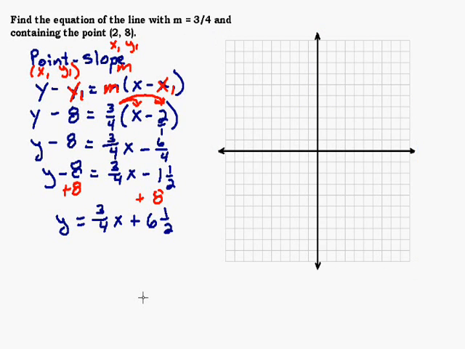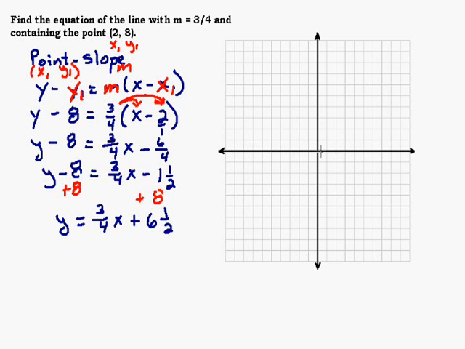Alright, let's look at the last method, which is really not the most convenient method, but it's a great way to see what's going on. And if you have time on a test, you could always use this method to check and see if your answer makes sense, which is to graph it. So we're supposed to find the equation of the line with a slope of 3/4 and containing the point 2,8. So the first thing you would want to do is graph the point 2,8.